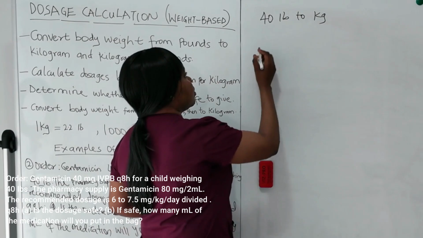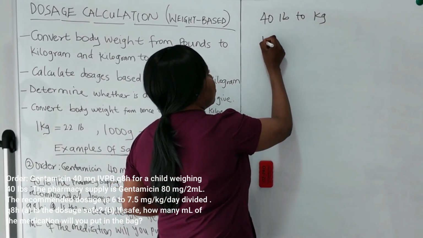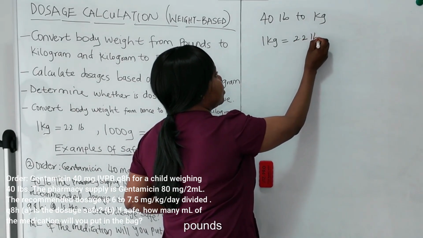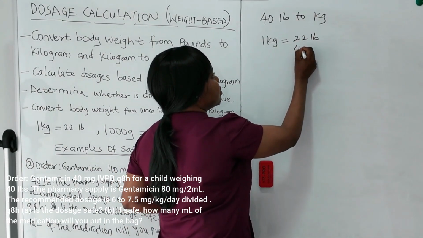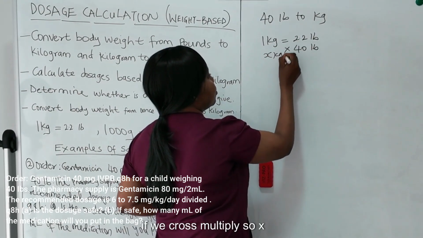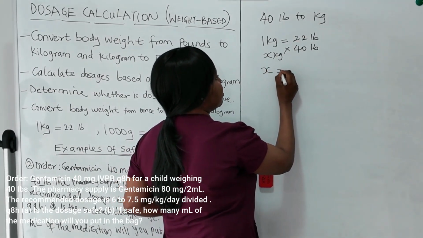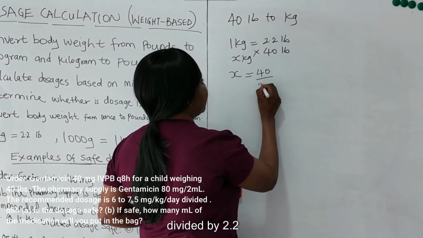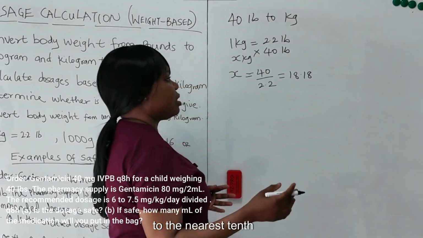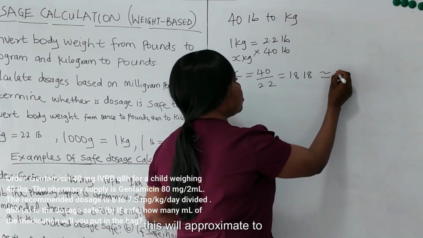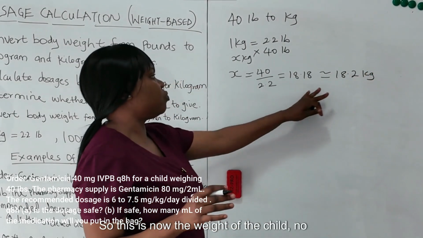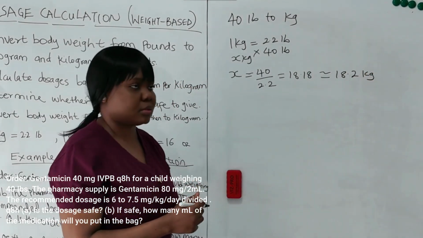So we did it before. We know that 1 kilogram equals 2.2 pounds. So 40 pounds is S kilogram. If we cross multiply, S will give us 40 divided by 2.2, which will give us 18.18. But to the nearest tenth, this will approximate to 18.2 kilogram. So this is now the weight of the child, no longer 40 pounds.